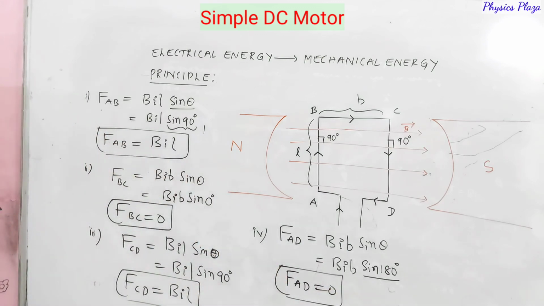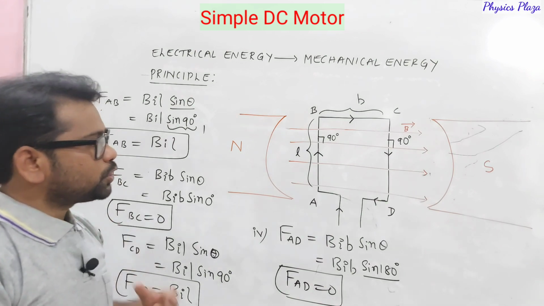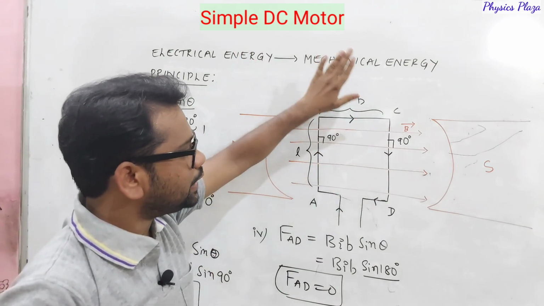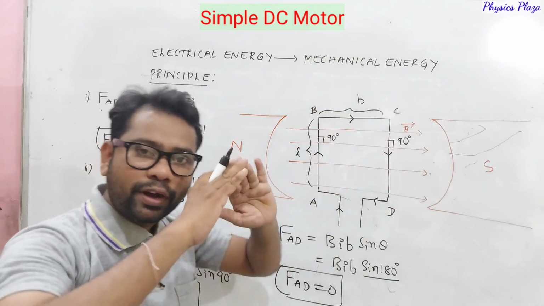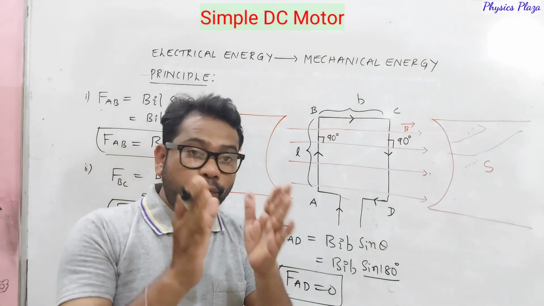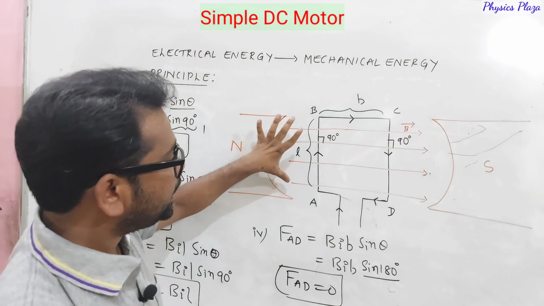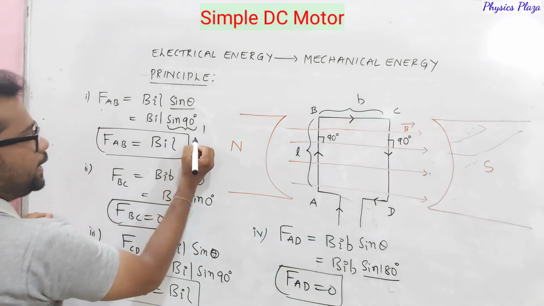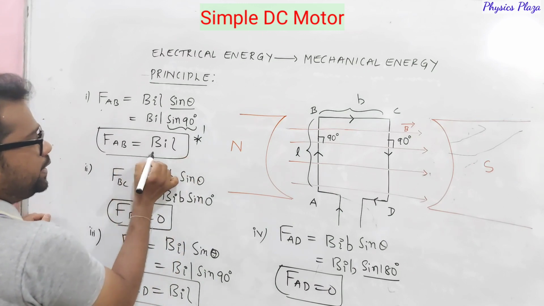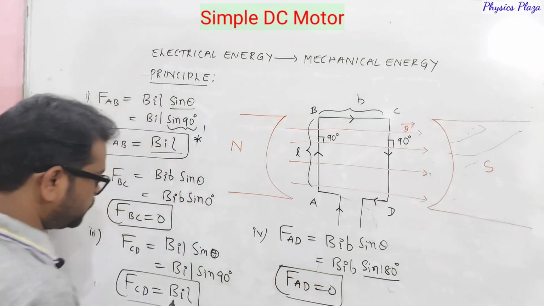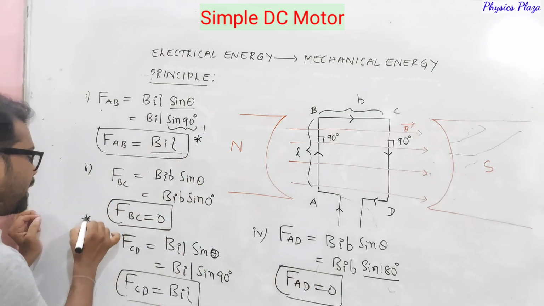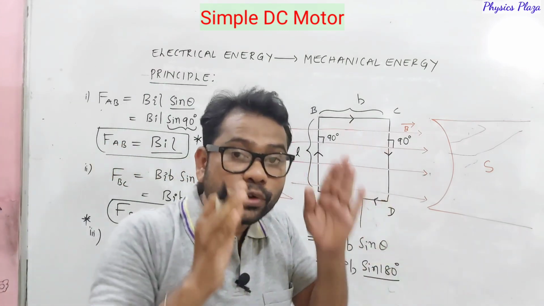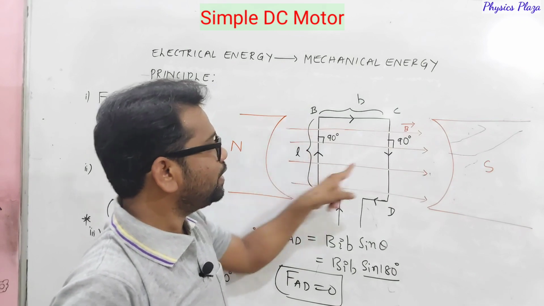Just copy this detail, children. Next we will proceed. With this it is very clear that no force is acting on BC and AD. You forget about the two sides. The force acts only on the AB side and CD side. The same force BIL is acting on both. But dear children, in which direction is the force acting on AB side and CD side?